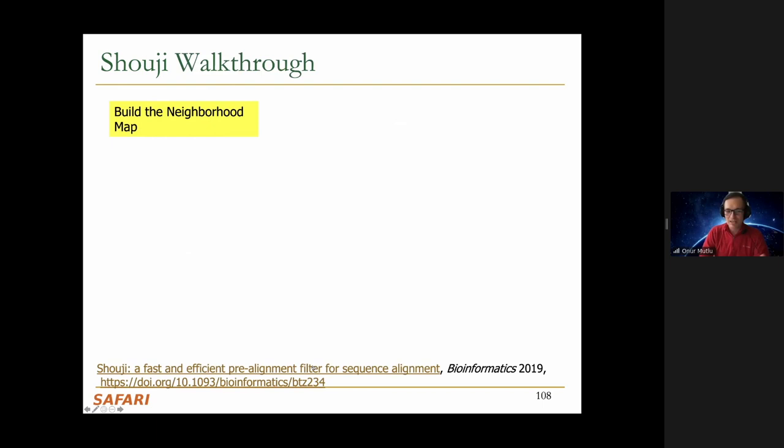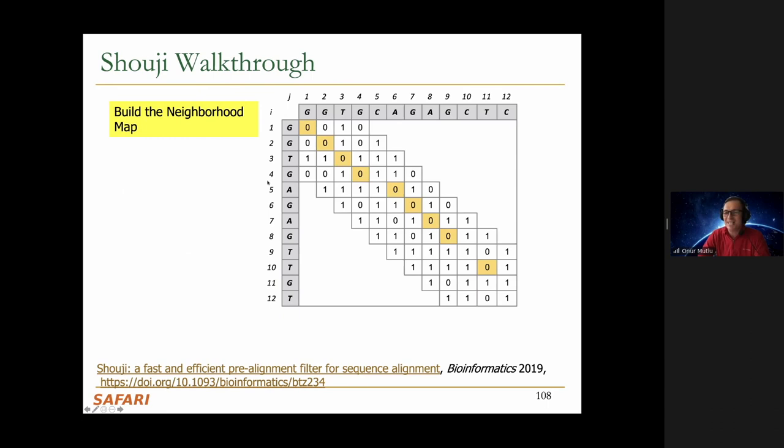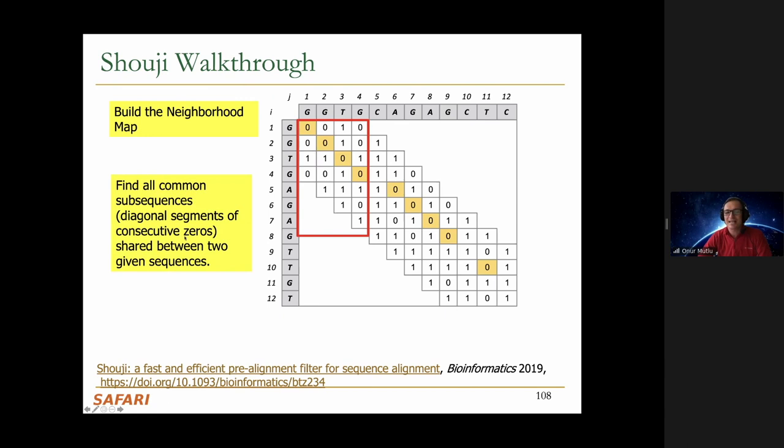So we build a neighborhood map. The neighborhood map is exactly the same as what we discussed: all of these masks that we discussed, this is the Hamming mask, and then one deletion mask, one insertion mask. You can see up to, I think, three deletion and three insertion masks over here. You don't need to build the entire thing because clearly after some insertions and some deletions, you don't care. And then you look at a sub window of it, a window of size four, let's say in this case, on the x-axis. And you find all the common subsequences, meaning diagonal segments of consecutive zeros that are shared between the two given sequences. The sequences in this case are small sequences over here.